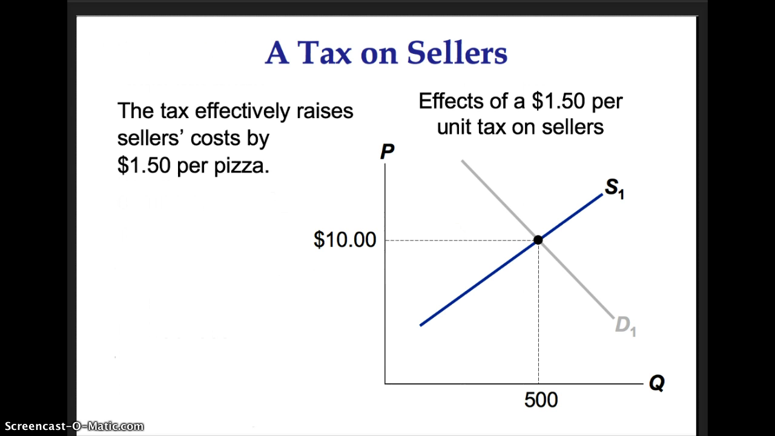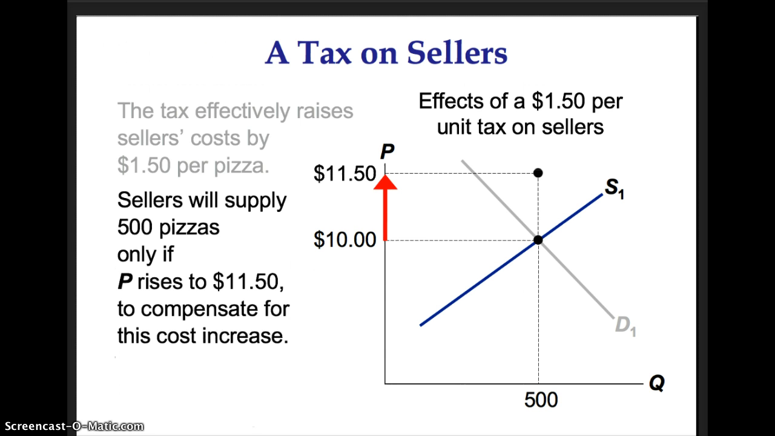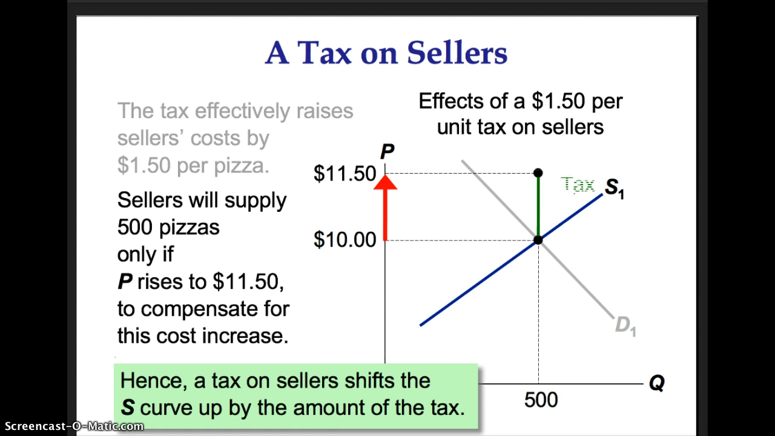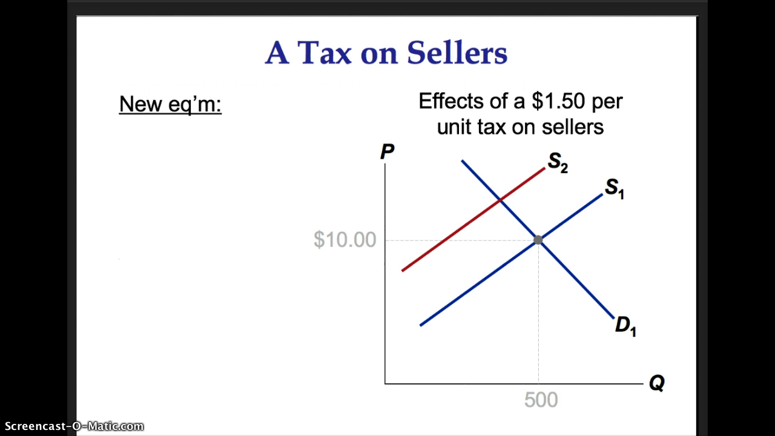In this case, the tax raises sellers' costs by $1.50 per pizza. Sellers will only supply 500 pizzas if the price rises to $11.50 to compensate for the increase in cost. A tax on the sellers will shift the supply curve up by the amount of the tax. The new equilibrium will occur at the intersection of the new supply curve and the original demand curve.